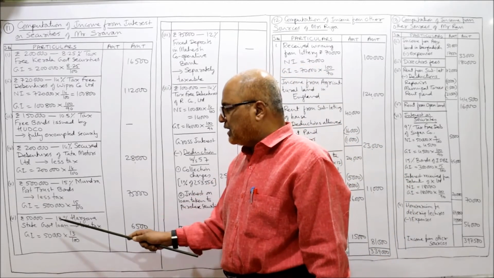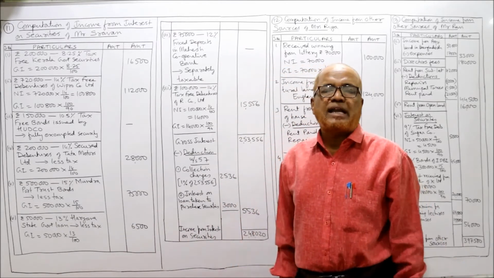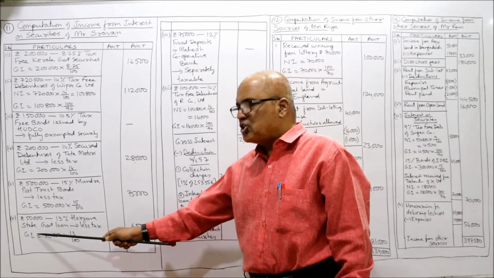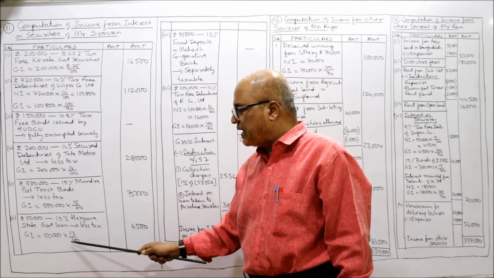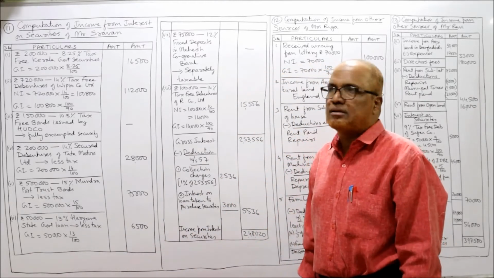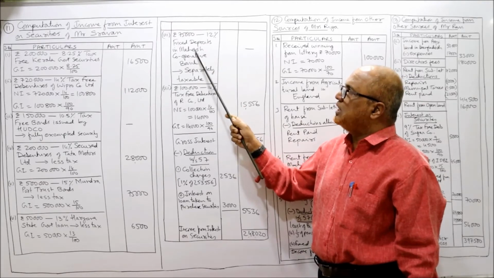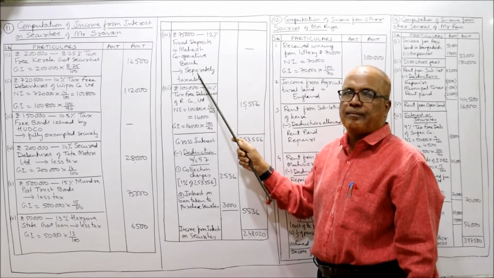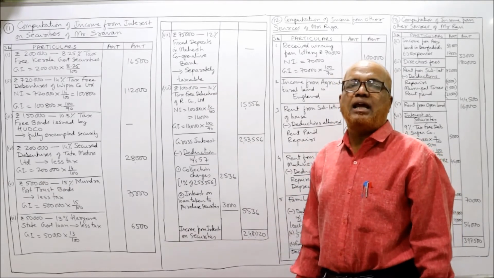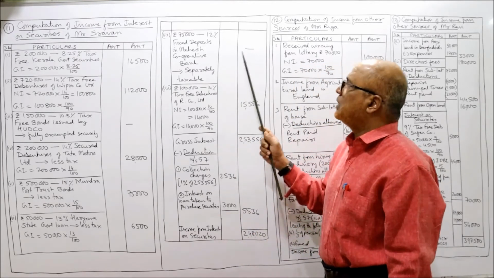Next one, 50,000, 13% Haryana state government loan. It is not given tax free, so it is less tax. Again less tax. GI, gross interest is equal to face value into rate by 100. 50,000 into 13 by 100, 6,500. Next one, 75,000, 12% fixed deposit in Mahesh Cooperative Bank. It will be separately taxable. It will not be included in interest on securities. Separately taxable. So put a dash.